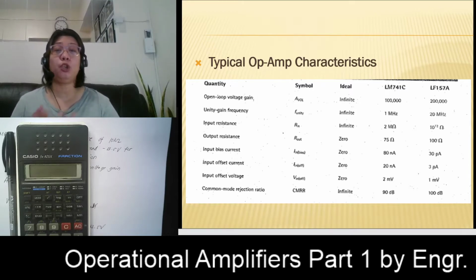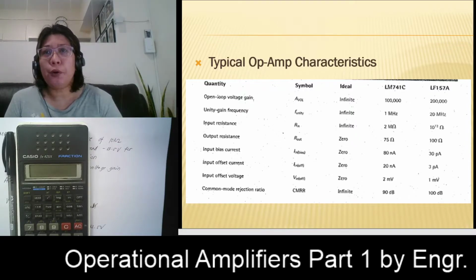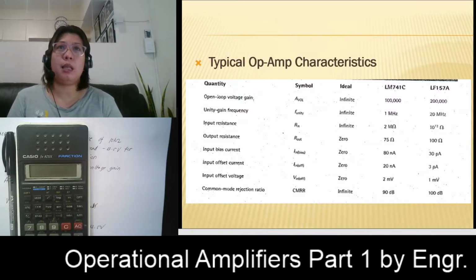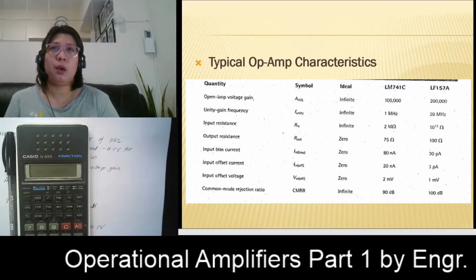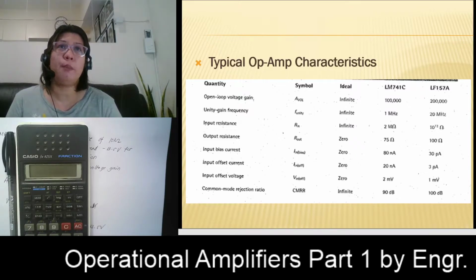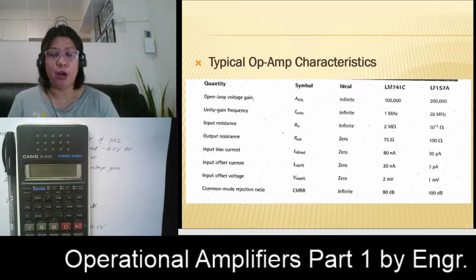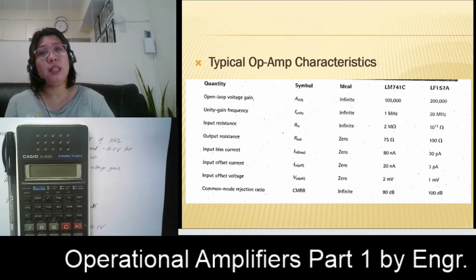Upon reaching 1 megahertz, that is when your operational amplifier is no longer usable. For higher frequencies, we will need an op amp with higher input resistance. We usually make use of a BiFET operational amplifier. So what do we mean by a BiFET operational amplifier? BiFET is a combination of BJT and JFET.